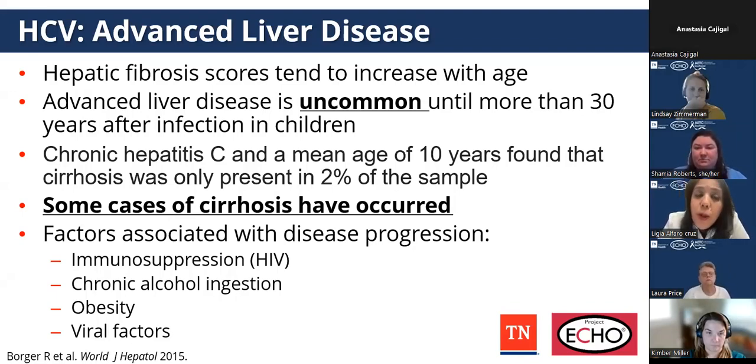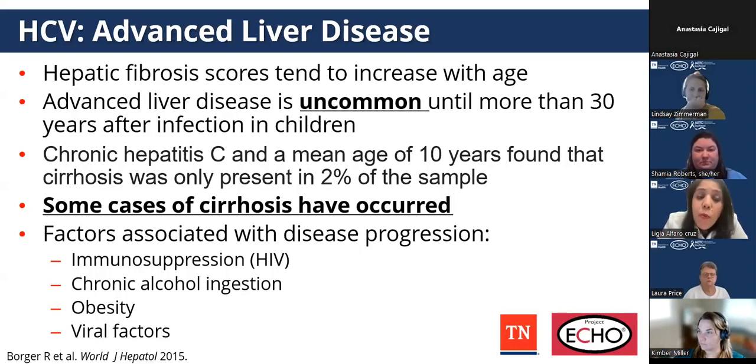Now, when we talk about Hep C and children, we know that advanced liver disease is very uncommon, and it can take up to 30 years after the infection in a child. So that's why we don't usually see this in children less than 5, 10, or 15 years of age. Now, some cases of cirrhosis have occurred, and it is thought that those cases may occur early because there are other factors that have been associated with that disease progression.